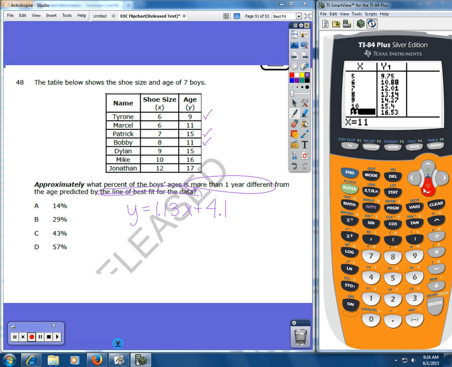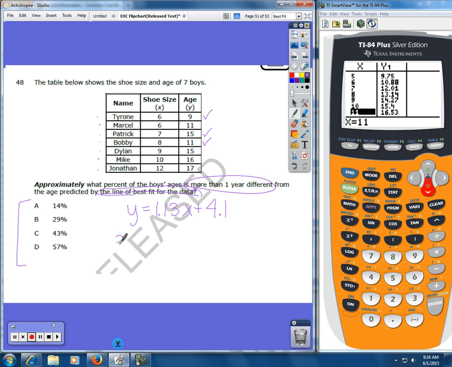Okay, for Dylan, he should be around 14.2, which, yep, he's within that range. For Mike, he should be around 15, and he's within 1 of that one. And Jonathan is also within 1 of that one. So total out of 1, 2, 3, 4, 5, 6, 7 children, 3 of them are more than 1 year different. If you look at your answer choices, they're in percentages.